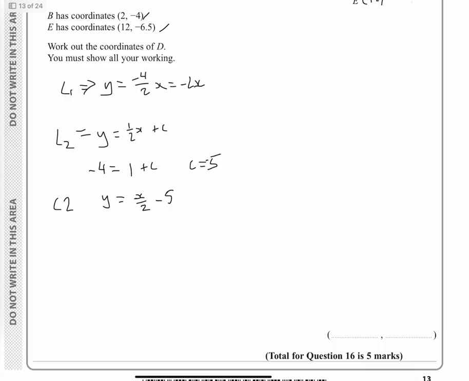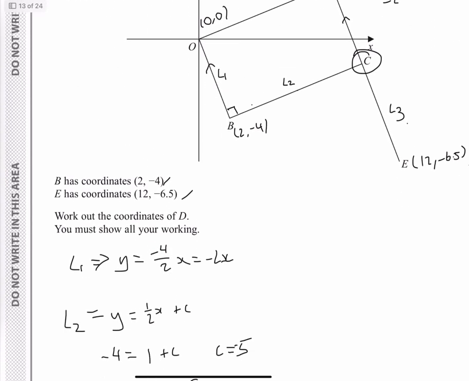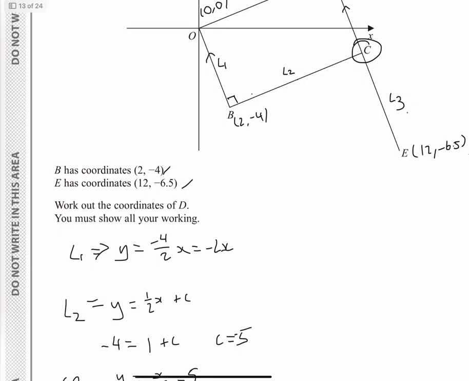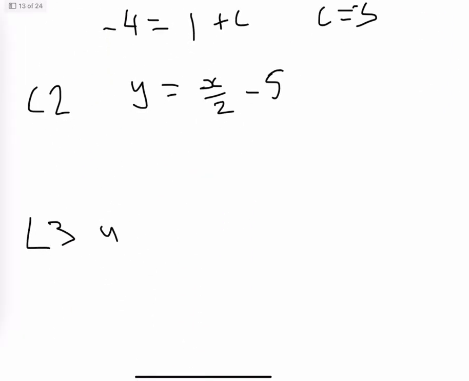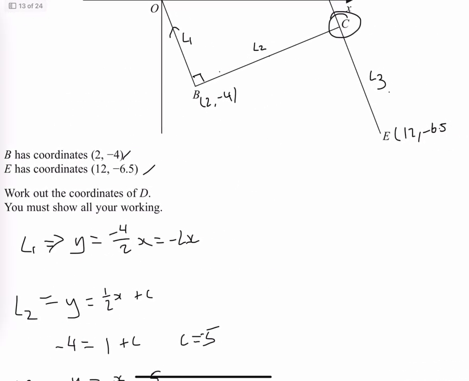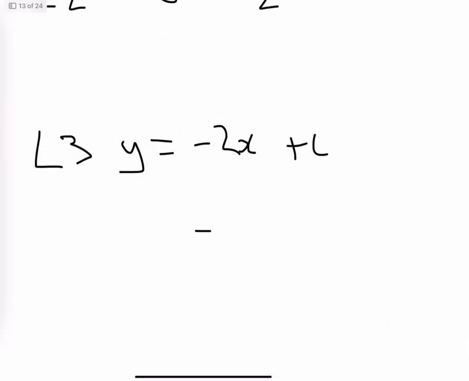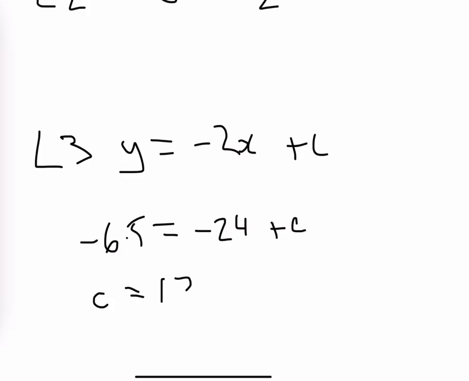Now we have L3. And L3 is going to equal, again, it's the -2x we had before, plus some c, and then we sub in our point of 12, minus 6.5, so it would be -24 plus c equals -6.5, so we would get c equals, what would c equal? Plus 17.5.